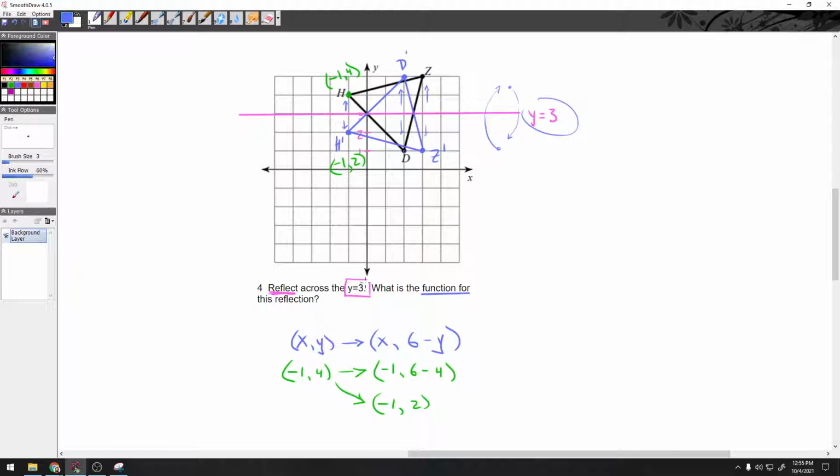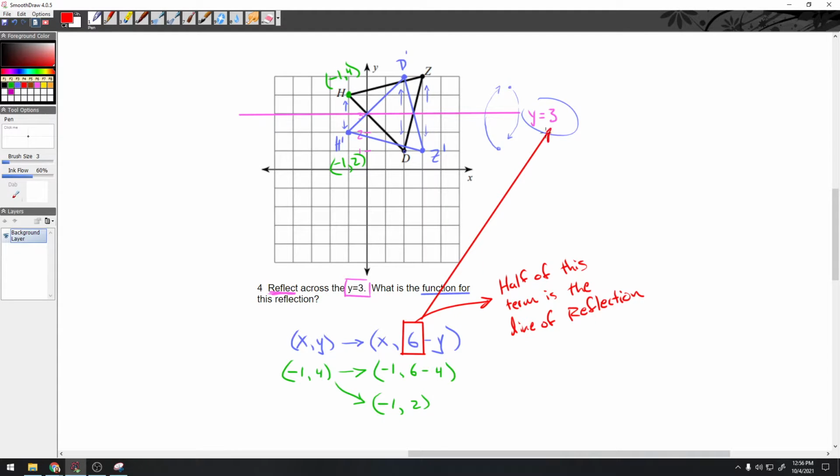So if you want to make a note, a hint to yourself, half of this term right here is the line of reflection. So half of 6 is in fact 3, and that's why I reflect across 3.